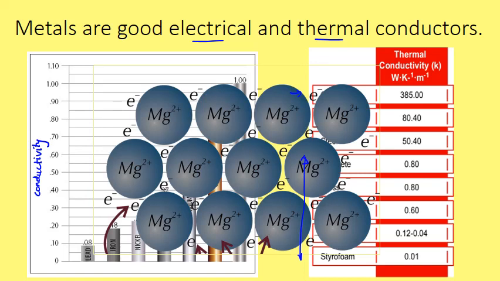So let's say we apply a potential difference to this sample of magnesium. On the left there is a positive charge, on the right there is the negative charge. So you're going to get all these electrons moving away from the negative charge and making their way towards the positive charge. And because they're mobile, they carry that electricity quite quickly, and that's what makes the metals good electrical conductors.